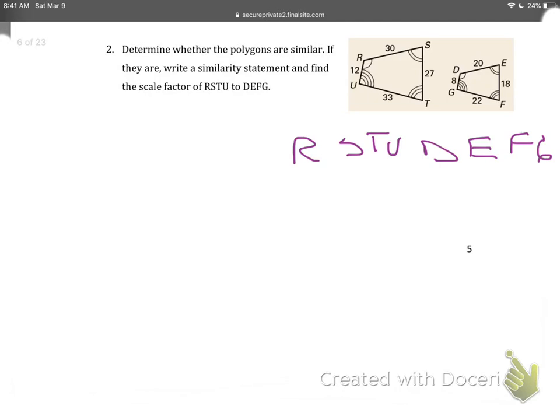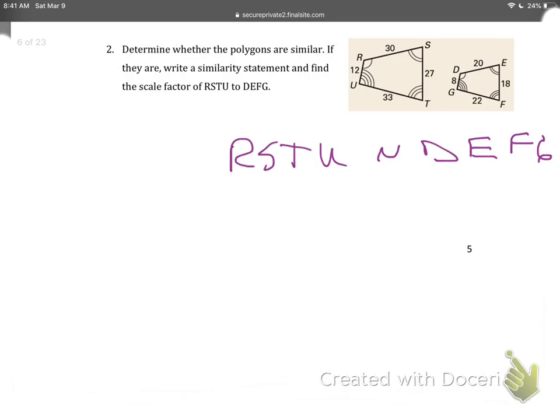So let me just scoot this over just a little bit, and then we will have our similarity statement. So this was RSTU, and that's similar to DEFG, lining up the angles that are equal. So yes, I can say that they're similar. So now find the scale factor.